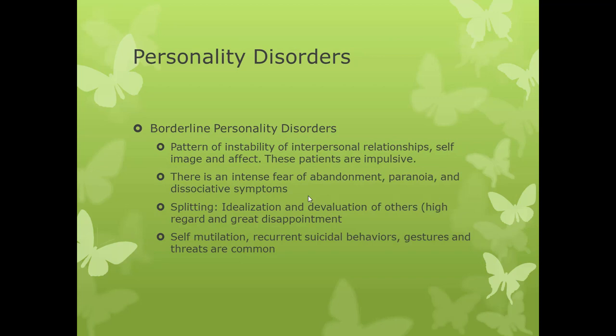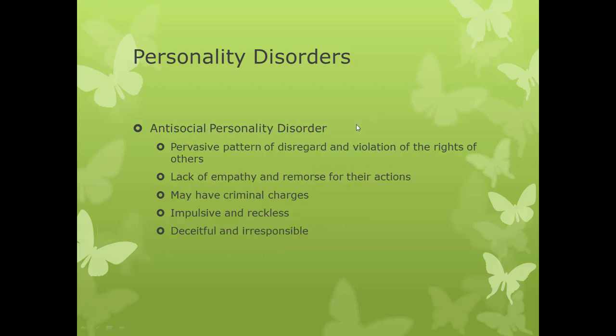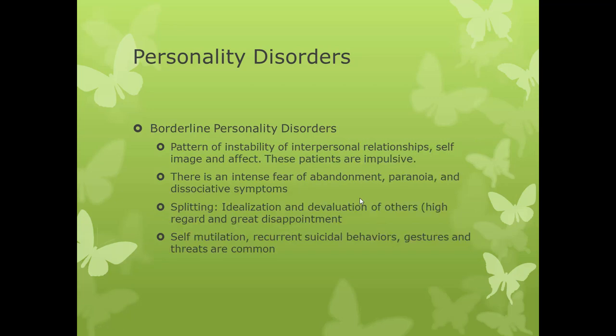So this will get us into personality disorders. And there are 10 different ones, basically, and they're all grouped according to their symptoms. But in here, I just added 2 of probably the most common ones, I guess. So borderline personality disorder, these people are going to show a pattern of unstable relationships, unstable self-image, their affect is going to be unstable, and they're going to be really, really impulsive. They're scared of being abandoned, they're paranoid, and they may have dissociative symptoms.